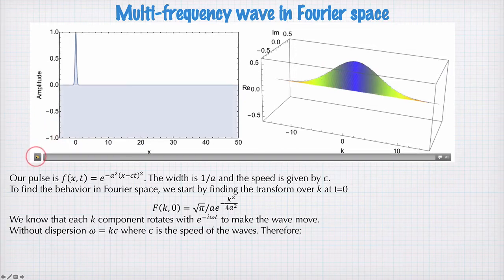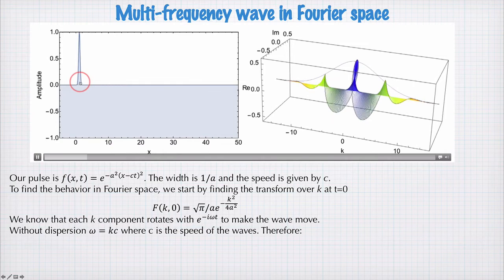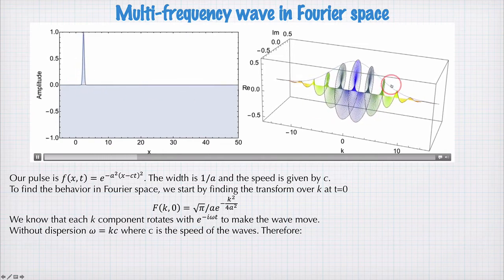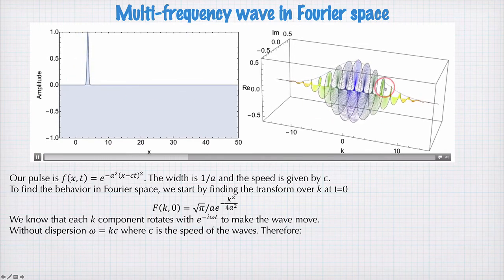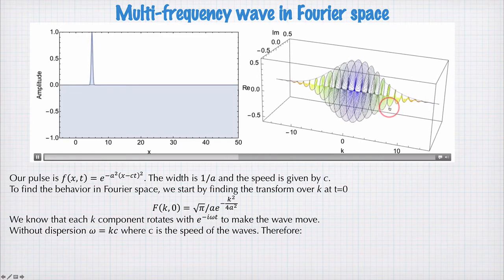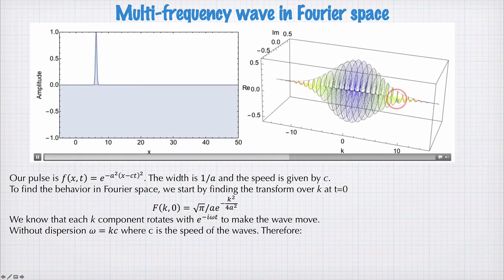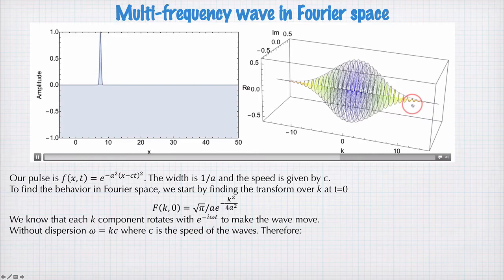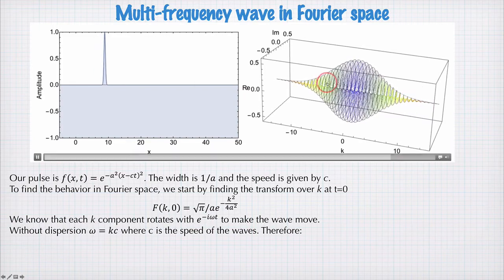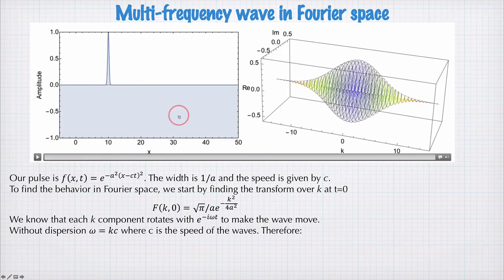So let's see what this is going to look like. Here's the wave moving slowly in x, and here are all the components in k space rotating around at different rates. The further you move away from k equal to 0, the faster the rotation. And so in k space, this thing is winding up into a spiral as the wave moves along.